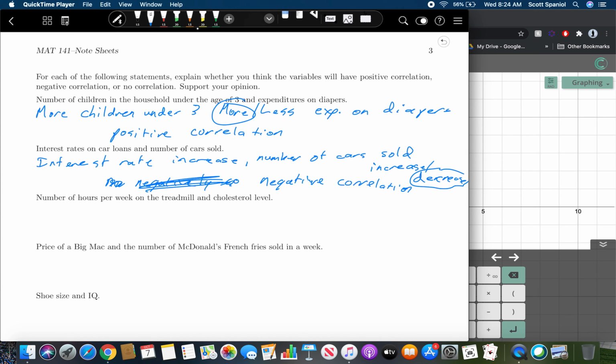Number of hours per week on the treadmill and cholesterol level. As you spend more hours on the treadmill in the week, more exercise can bring down cholesterol. So most likely, if you spend more time on a treadmill, your cholesterol will be lower. So that would be a negative correlation.